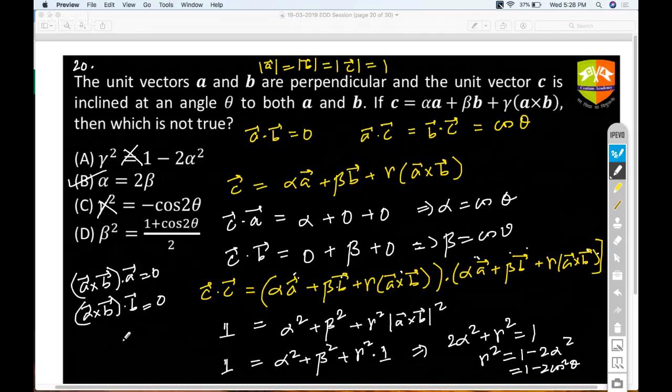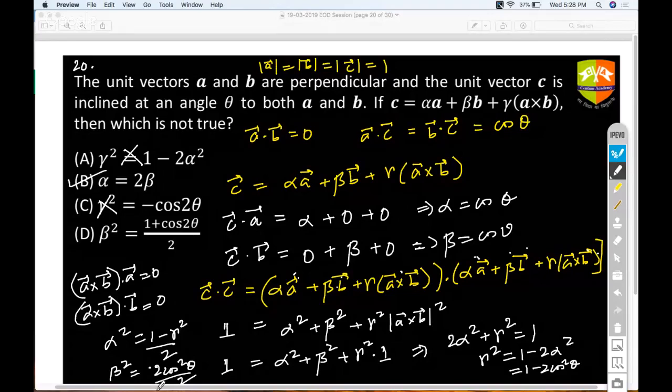Okay. And from here I can write alpha square as 1 minus gamma square by 2. Okay. Which means beta square is going to be, so 1 minus gamma square is 2 cos square theta by 2. Okay. And 2 cos square theta is going to be 1 plus cos 2 theta by 2. So even option number D is saying the right thing. So this cannot be your answer. So only possibility is option number B. Okay, so had the question been a multiple option correct question and they would ask which of the options are true, then obviously A, C, D would have been the answer.